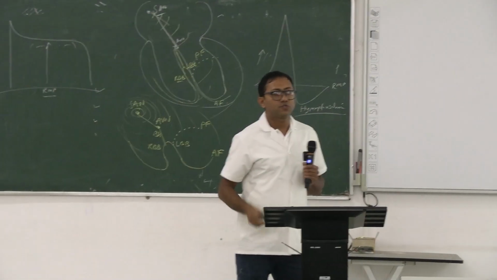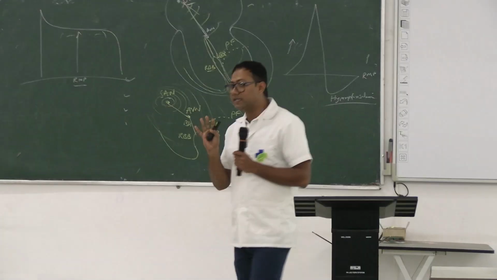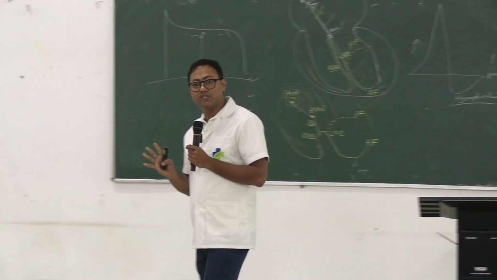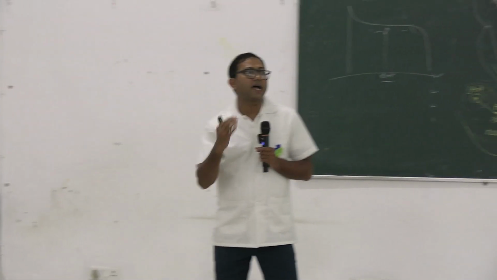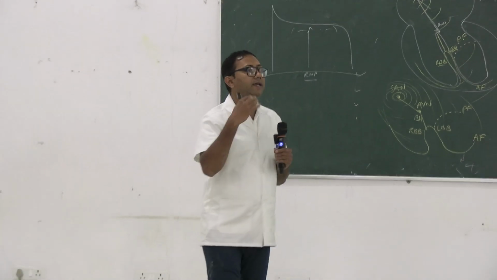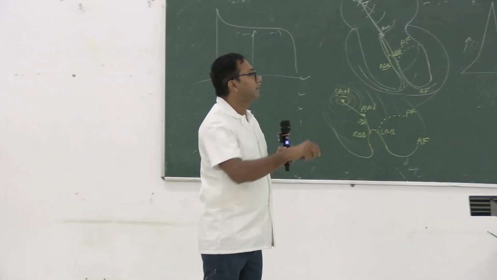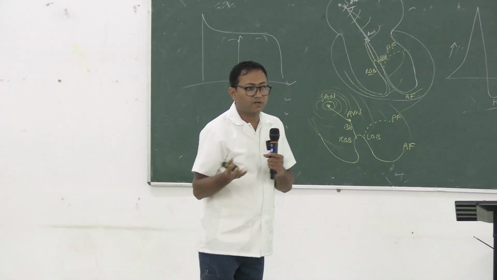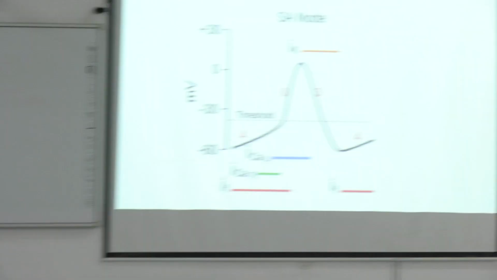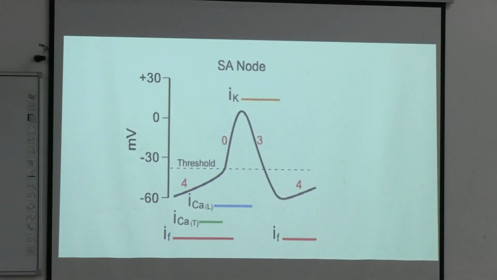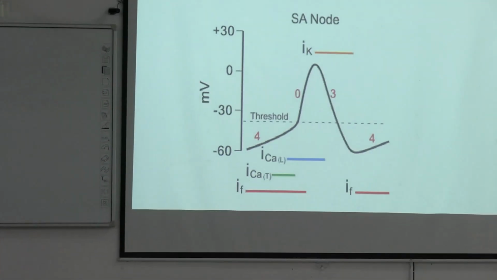Okay. So for you, the question is, what is the ionic basis of action potential in SA node? What is the ionic basis of action potential in ventricular myocyte? What is the ionic basis? That is, during phase 4, what are the ion channels that are operating? What are the ion channels that are operating in phase 0? What are the ion channels that are operating during phase 3, etc., right?